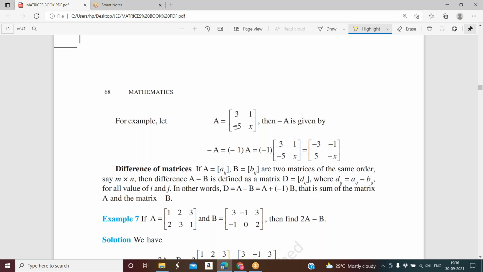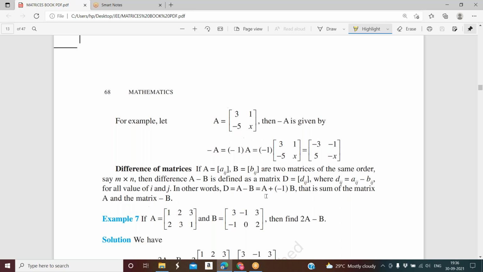So this is subtraction of two matrices. In other words, D is A minus B. A minus B can be written as A plus -1 into B. So what is this -1? -1 is a scalar, and -1 into B is nothing but the negative of matrix B. So I have defined the difference of two matrices in terms of the sum of two matrices, in terms of addition of two matrices.